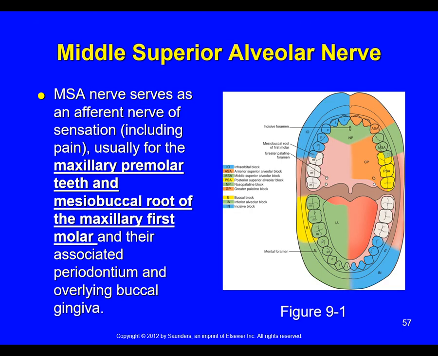The MSA, we can see in the green on this picture here, the MSA serves as an afferent nerve of sensation for the maxillary premolar teeth and the mesial buccal root of the maxillary first molar and the associated buccal gingiva and interproximal gingiva. So on each side, that would be teeth number 4, 5, and the mesial buccal root of 3, and then that would be 12 and 13 and the mesial buccal root of 14.